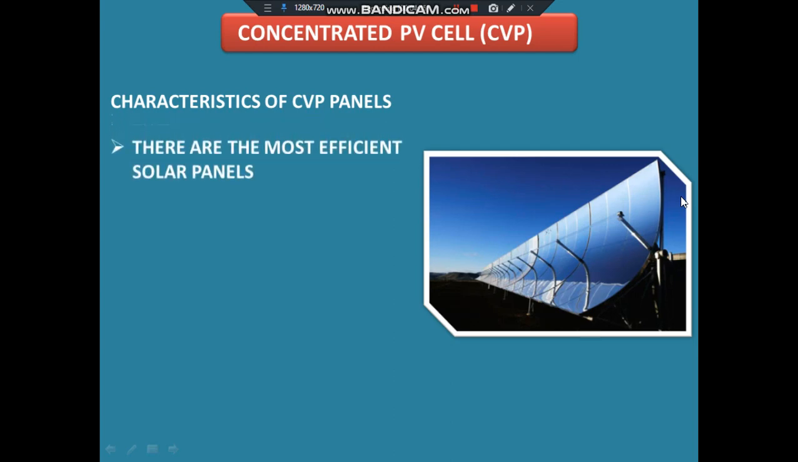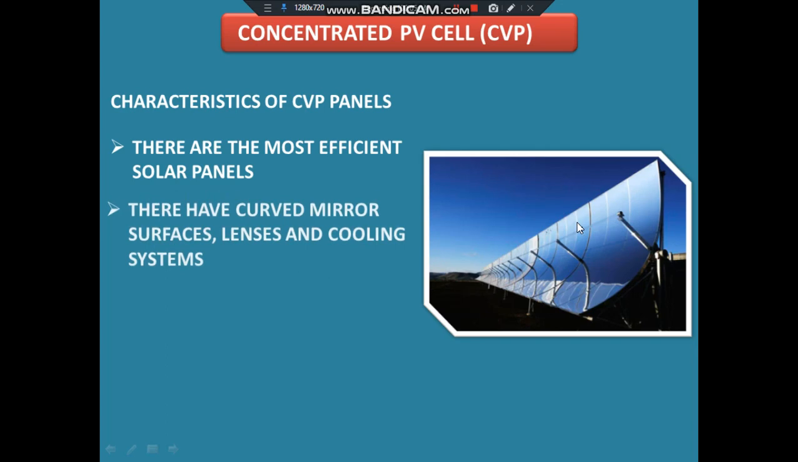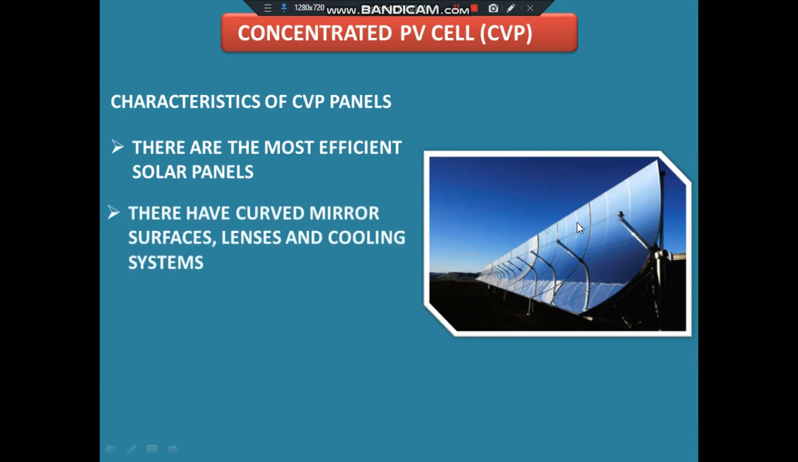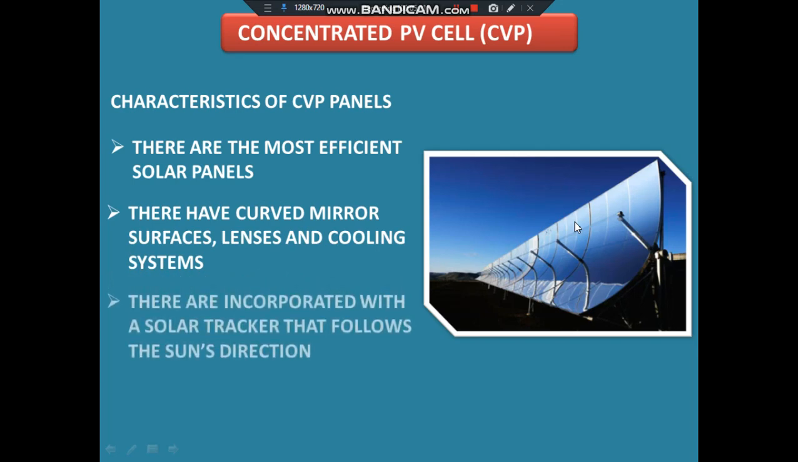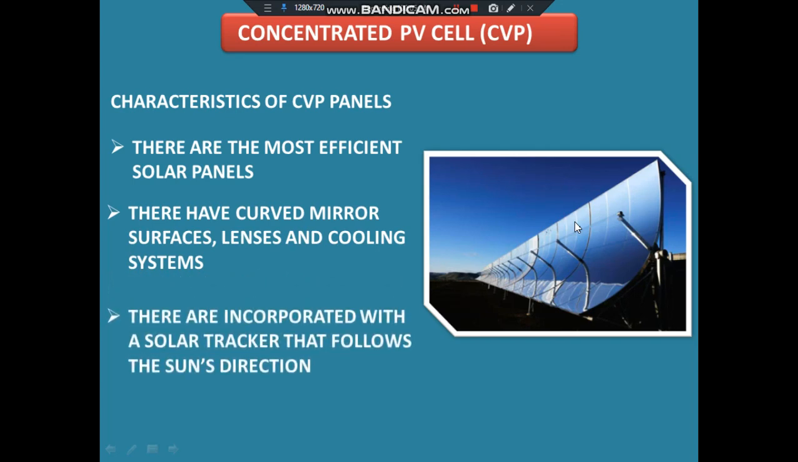They are the most efficient solar panels because of the mirror and curved surfaces on this particular type of solar panel. They have curved mirror surfaces, lenses, and a cooling system. That is what contributes to the high efficiency of this solar panel. They are incorporated with a solar tracker that follows the sun's direction.